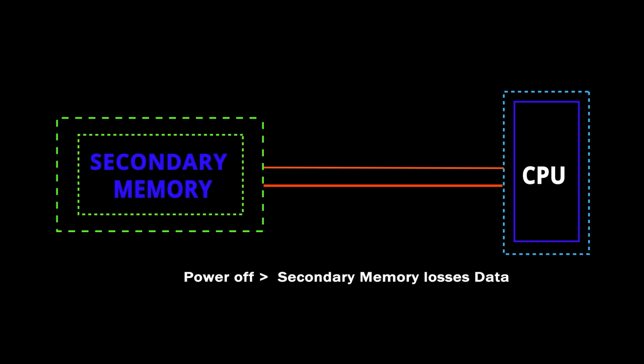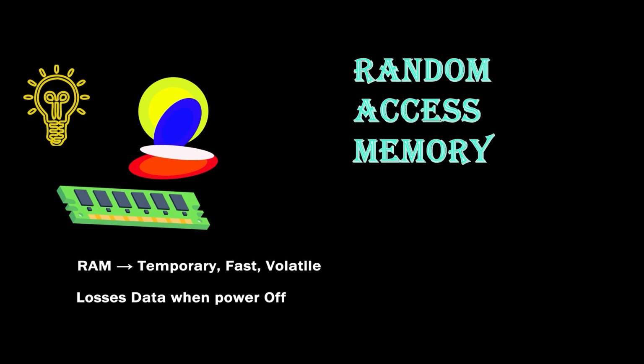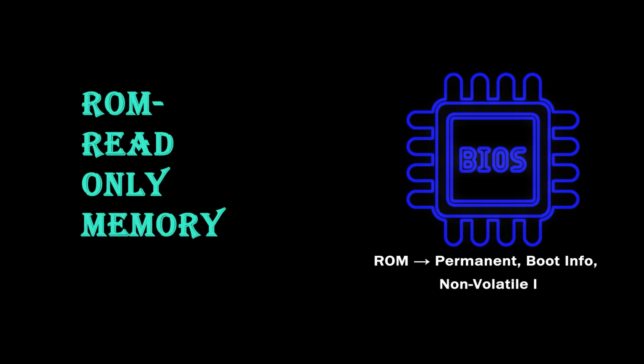Key difference between both: the CPU can access primary memory directly, but for secondary memory, it has to go through extra steps. Now let's break down RAM and ROM. RAM, which stands for Random Access Memory, stores data temporarily while you are using your computer. It's fast and helps your system multitask, but it's volatile, so everything disappears when the power is off. ROM means read-only memory. It is non-volatile. It holds essential programs like the BIOS and firmware which help your computer boot up.